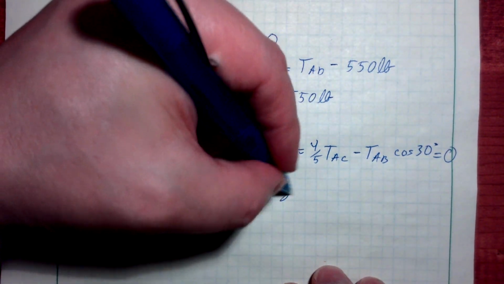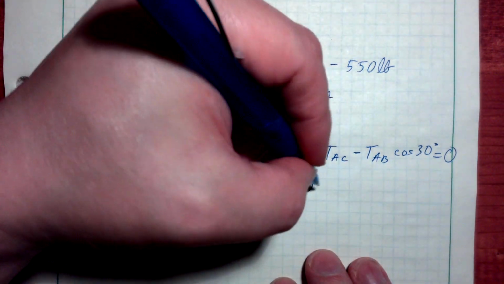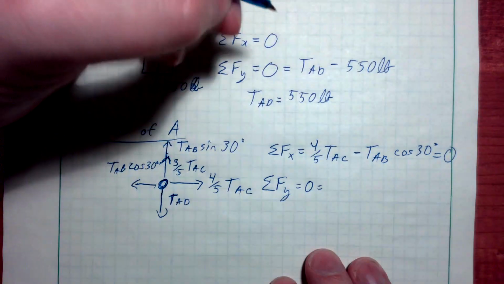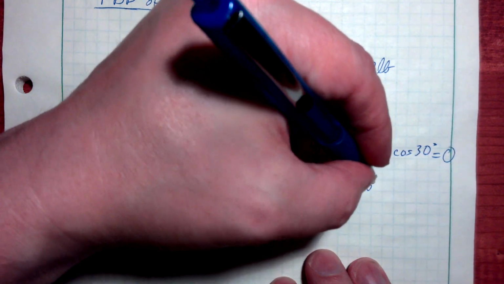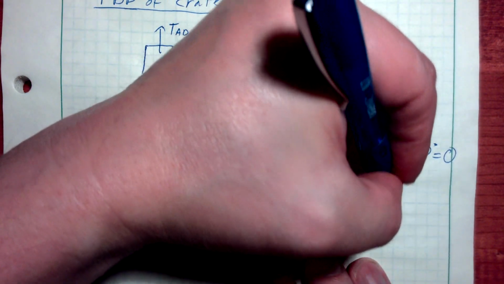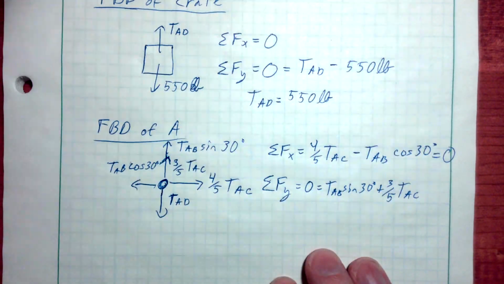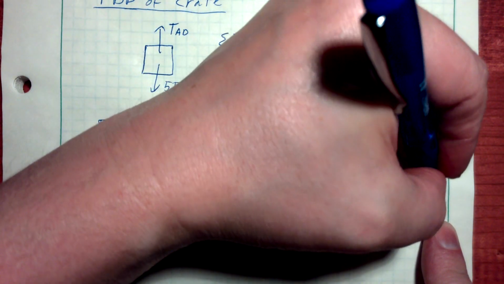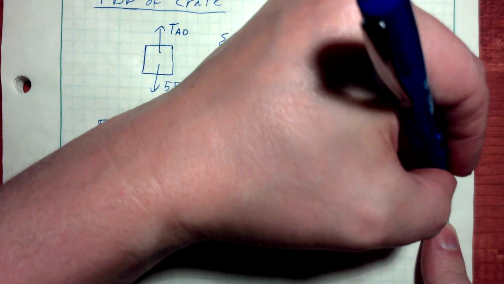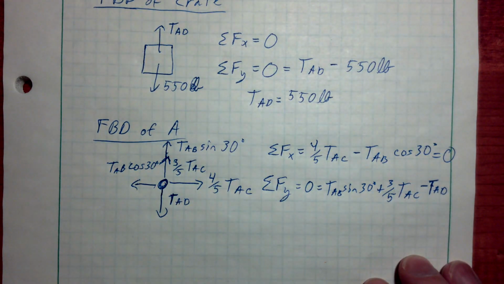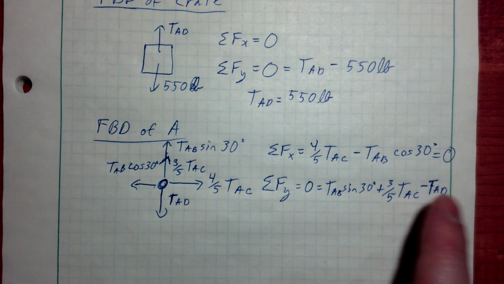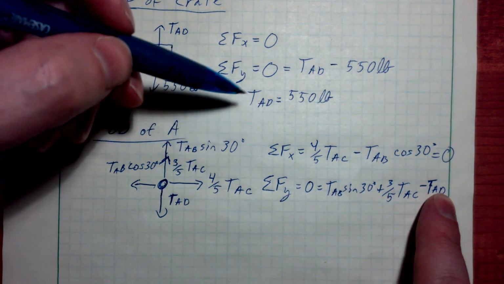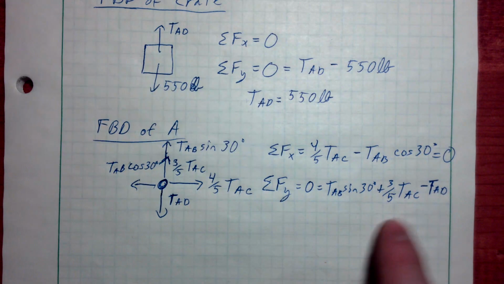I write another equation. Sum of forces in the y direction. That's also equal to 0. In the y direction, I've got TAB sine 30 degrees. Also in the positive y direction, I've got 3/5 TAC. And in the negative y direction, I've got minus TAD. So I've got two equations here. This one's unknown, this one's unknown. Same thing here and here. This is another variable, but remember I've already found it. So I've got two equations, two unknowns.